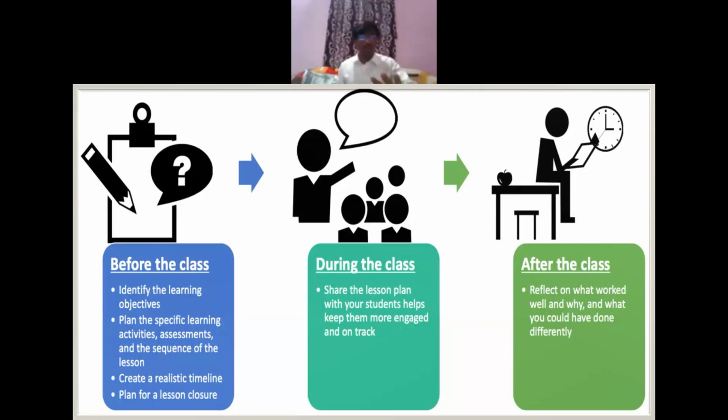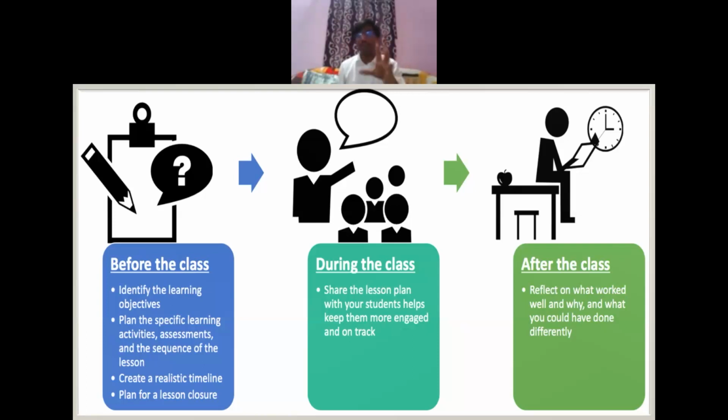During the classes, what should I do? Share the lesson plan with your students, help them stay more engaged and on track. Sometimes I am engaging myself. I am reading the textbook, I am asking questions, I am writing the notes, I am writing on the blackboard, I am operating everything, I am preparing. Only I. That is a failure. Let students read, let students write, let students prepare, let students do. Let students get involved. Then it becomes a realistic class.